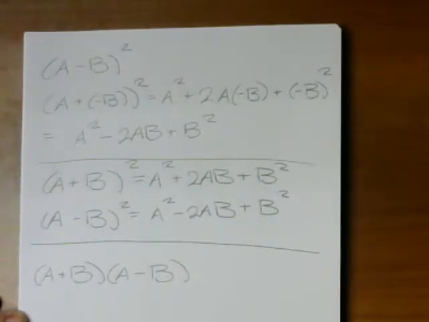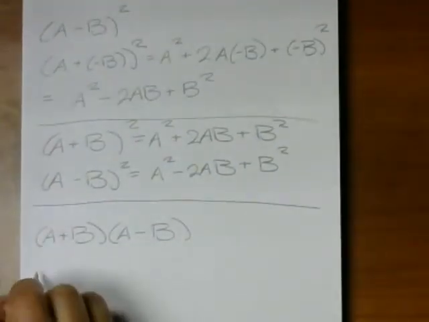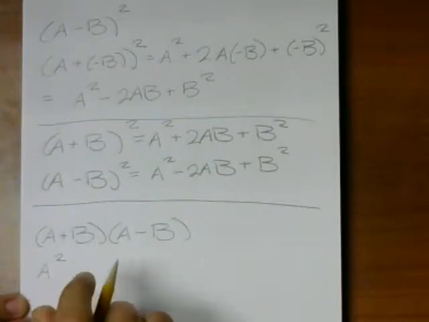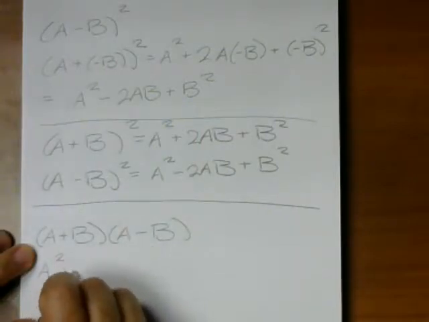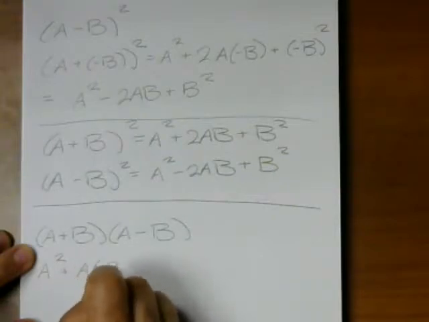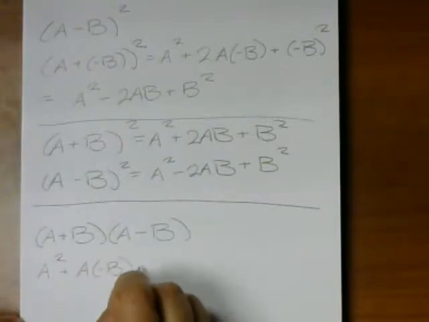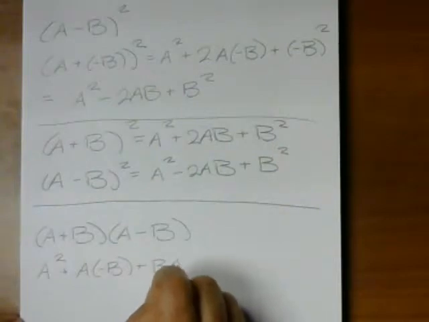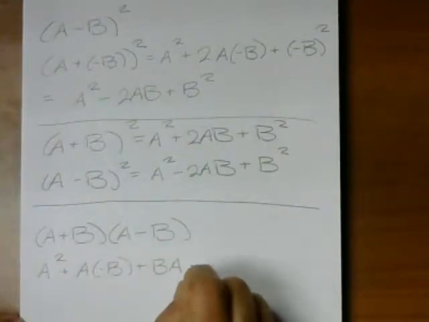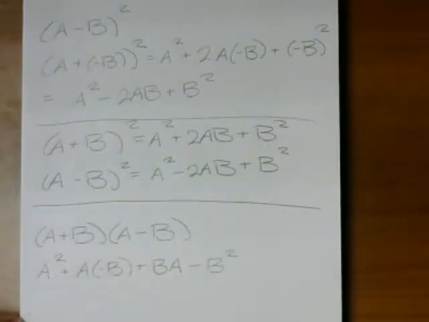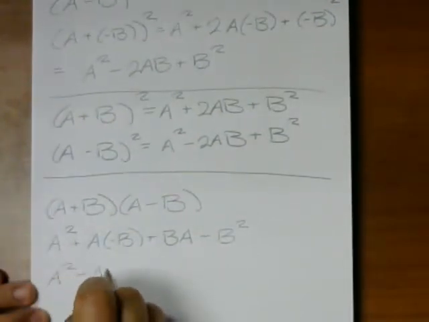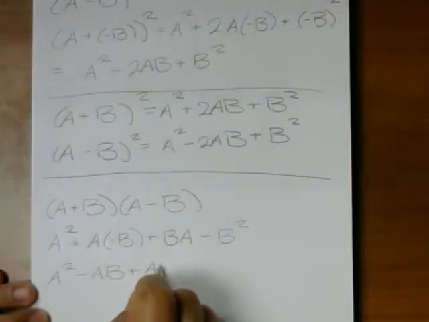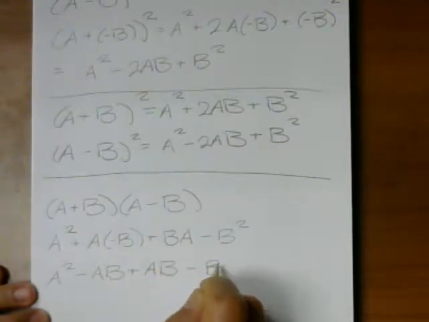What would we get? Well, we'll take the first two terms. Now let's take the outer terms. We have a times, I'll say plus a times minus b. We have the inner terms. That's going to be plus ba. And let's take these two last terms, minus b squared. And what do I get? Well, ba is the same as ab for our purposes.